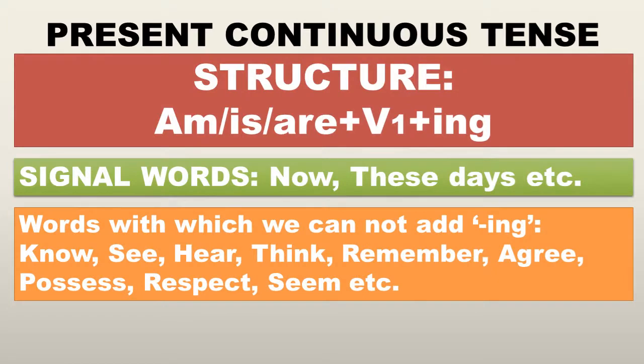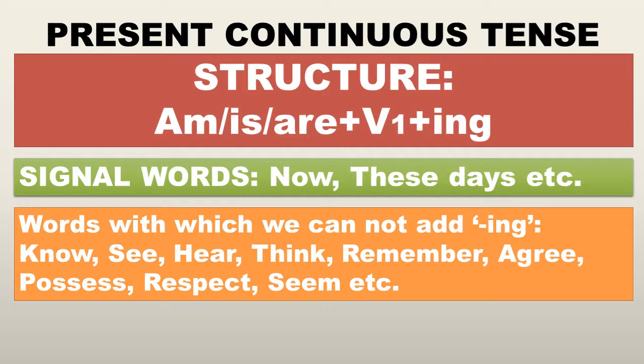The next tense that we are likely to discuss now is present continuous tense. It is also known as present progressive tense. See, whenever we say continuous, be it present tense or past tense or future tense, one thing is very common, that we have to add ing to the V1 form of the verb, I mean the present tense of the verb.